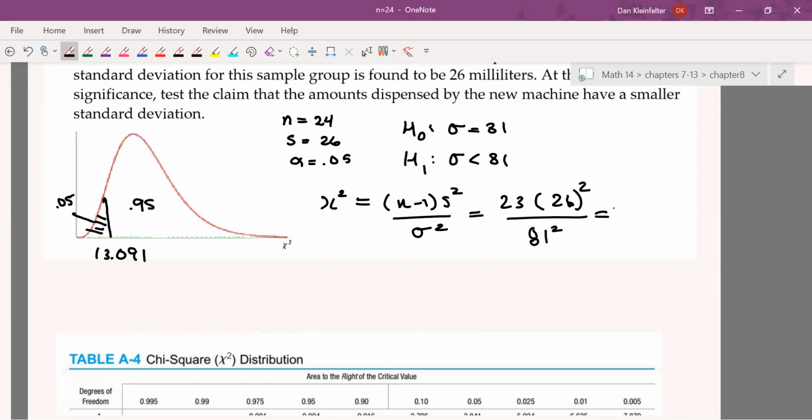Okay, 2.369. So that's smaller than 13.091, which is in our rejection region. And so we'll reject our null hypothesis. And so we can say there's enough evidence to support the claim.